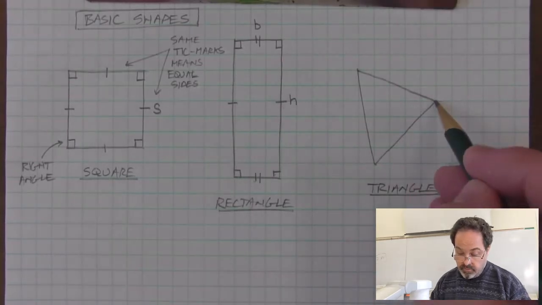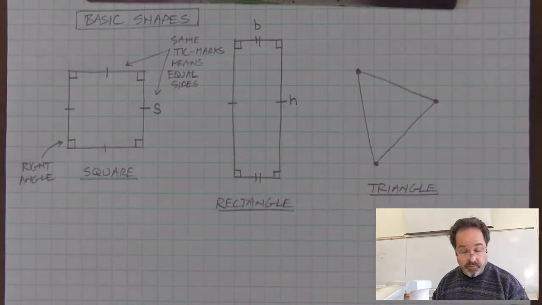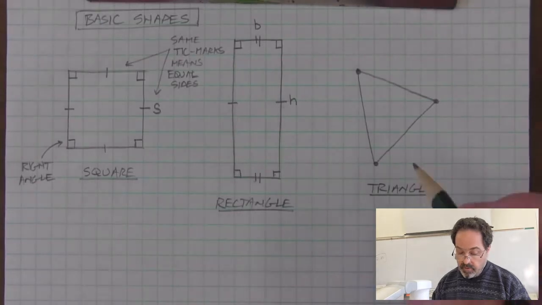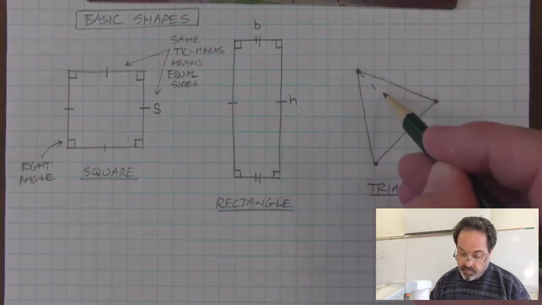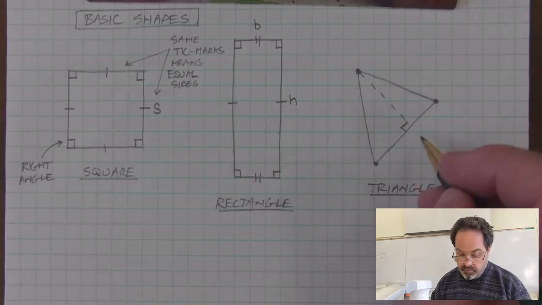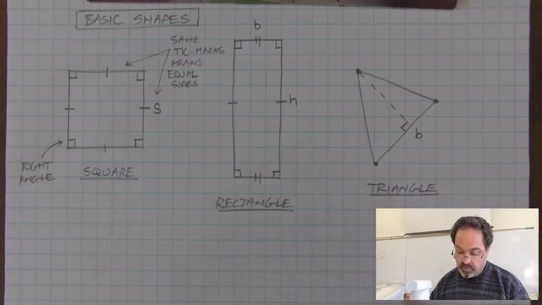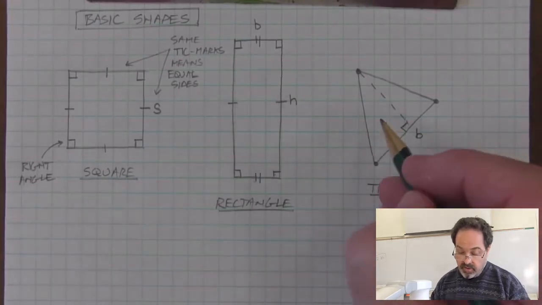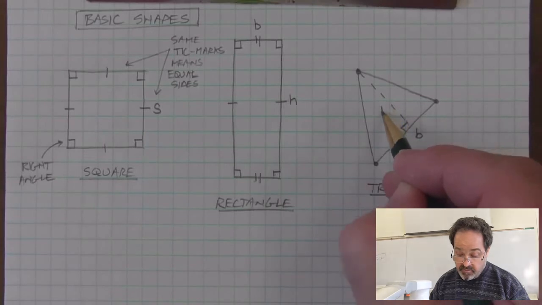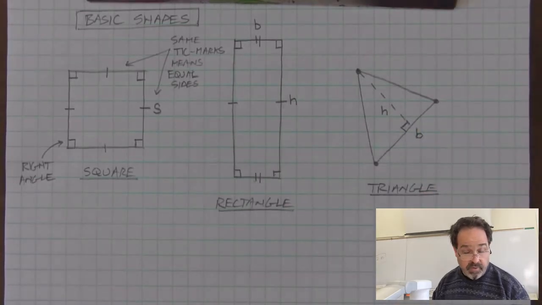A triangle may have equal side measures or different side measures. It doesn't matter. However, in a triangle, we often focus on one side and call it its base. It has a height that is not necessarily a side of the triangle, but the height of a triangle must meet at a right angle to its base.